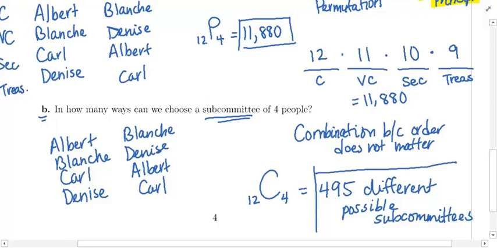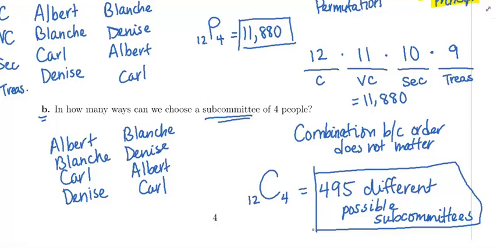All right, so what you should be gathering from parts A and B is that if you have some group of people and you're trying to assign titles or positions or rankings to those people, that makes it a permutation. But if you're just forming a smaller group of people from the larger group and you're not having anyone hold a title or a ranking, then that is a combination. Let's move on to part C.